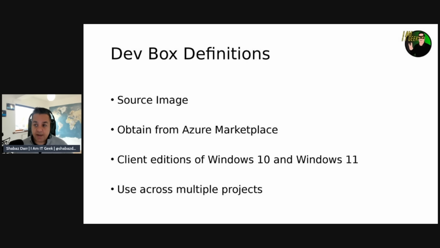So let's talk about DevBox definitions first. A DevBox definition specifies a source image and size, including compute size and storage size. We saw that in the last demo where I created a definition. You saw that we had 3 options for the size, and the image type as well. You select a source image from the Azure Marketplace or a custom image from your own Azure Compute Gallery instance. DevBox supports client editions of Windows 10 and Windows 11, as we saw. And you can use DevBox definitions across multiple projects in your Dev Center as well. We've covered that in the demo already.